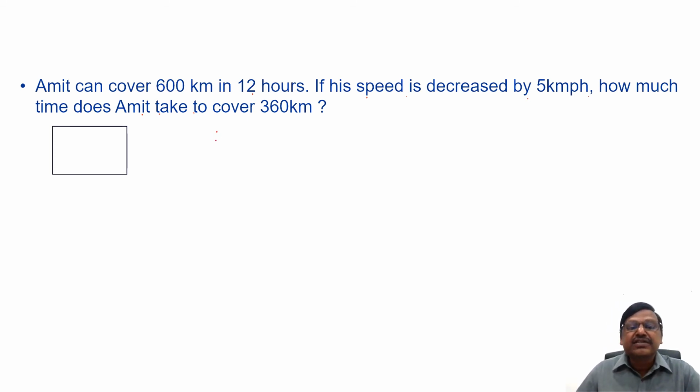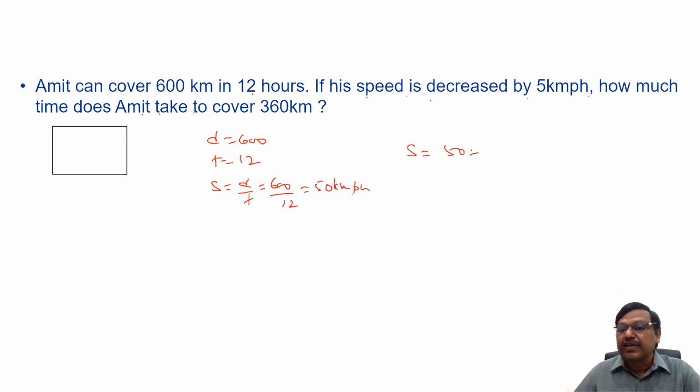Right. So can you please pause the video, make an attempt and then continue watching this. See, the distance is 600, time is 12 hours. So what is the speed? Speed is distance by time. 600 by 12, it is 50 kilometers per hour. Now the question is, if the speed is decreased by 5 kilometers per hour, it means 50 minus 5, it is decreased to 45 kilometers per hour.